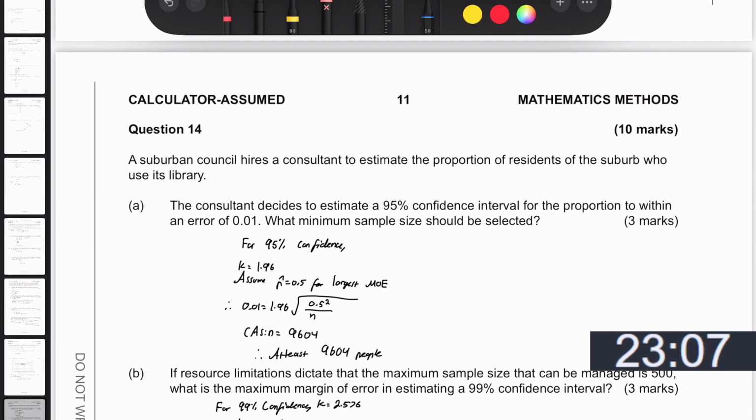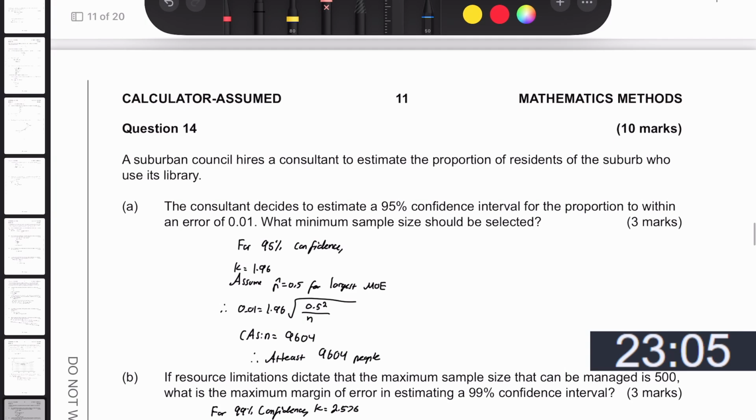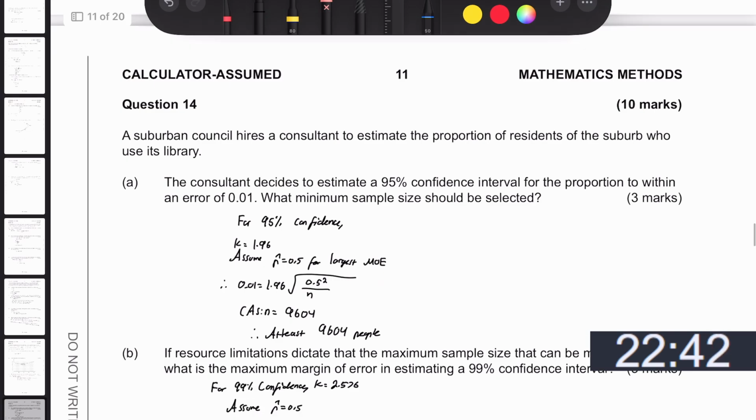Estimate the proportion of residents of the suburb who use the library. Estimate a 95% confidence interval with a proportion within an error of 0.01. So 0.01. 9604.